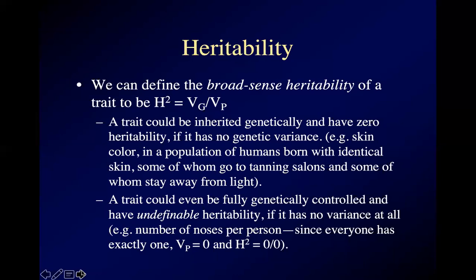You could even have a trait that is inherited genetically and has 0 heritability in a population if it has no genetic variance. Imagine some population of humans where everybody has identical skin color. Some of those people go to tanning salons and some of those people are goths and stay out of the light. We'd find a range of skin colors in that population.